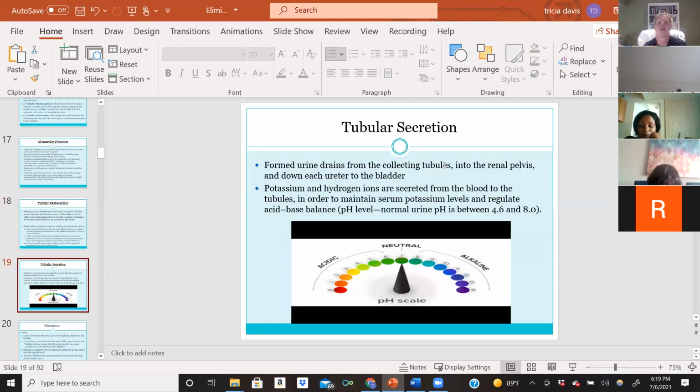And then we have tubular secretion. So this is formed urine that is going to drain from the collecting tubules into the renal pelvis and down each ureter to the bladder. Potassium and hydrogen ions are going to be excreted from the blood to the tubules in order to help maintain serum potassium levels and to regulate acid-base balance. And then the pH level of normal urine is going to be between 4.6 and 8.0.